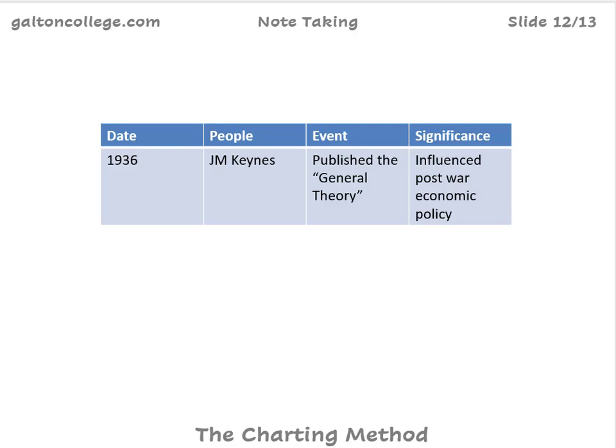So we've charted one event. There might be someone else, perhaps in 1945, at the end of the Second World War, someone else made a contribution. I'm not going to go through the names, but someone perhaps in the 1960s might have come along, or in the 1970s might have come along and said something else. Now we'll have a list of people, what they published, how they became important, and what they said, the significance.